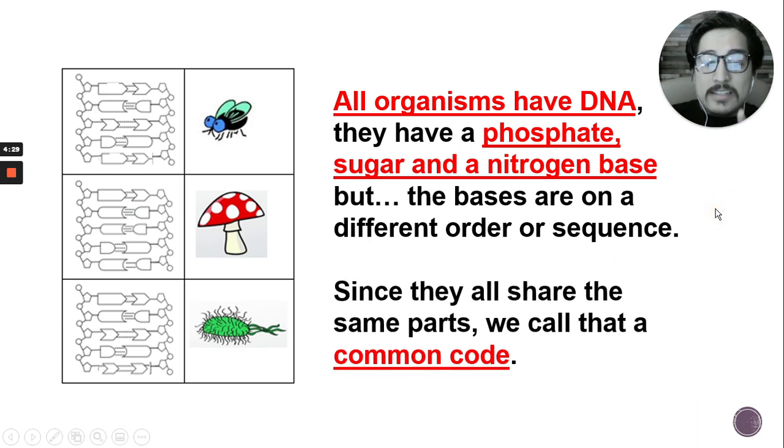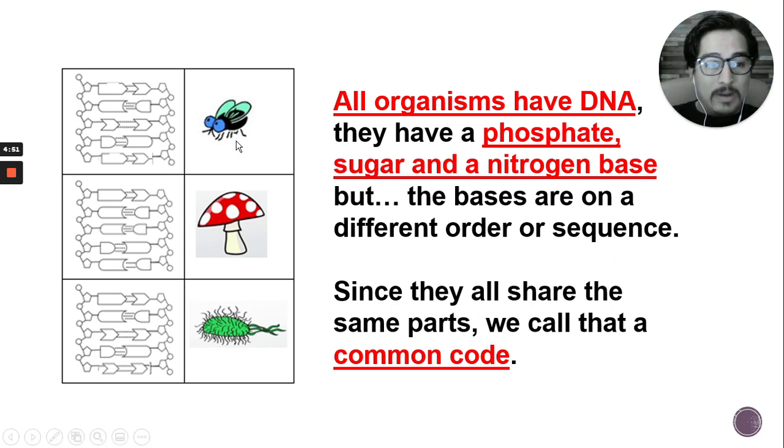Since they all share the same parts, we're going to call that a common code. So I actually have something in common with you, right? Even though I'm not related to you. My DNA has the same parts as yours, but it's just in a different order. So therefore, we look different.